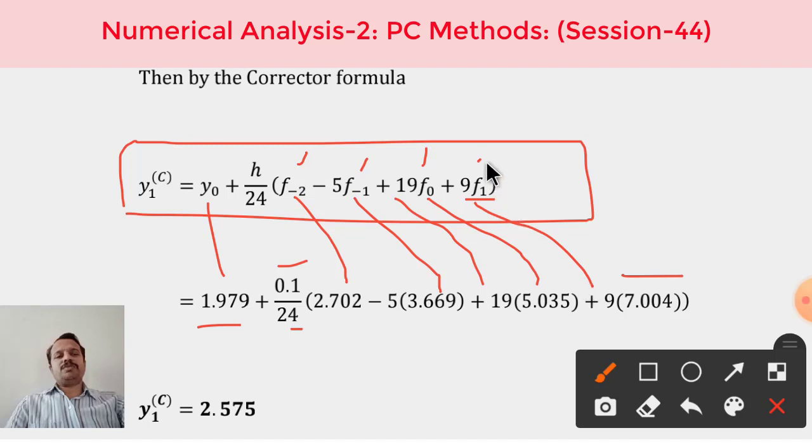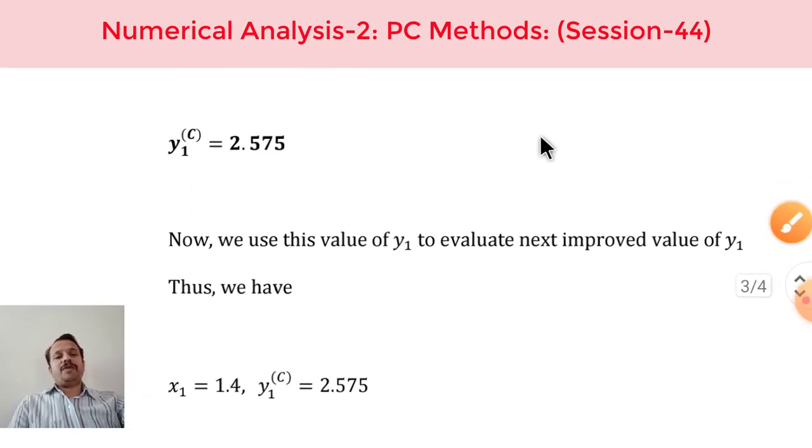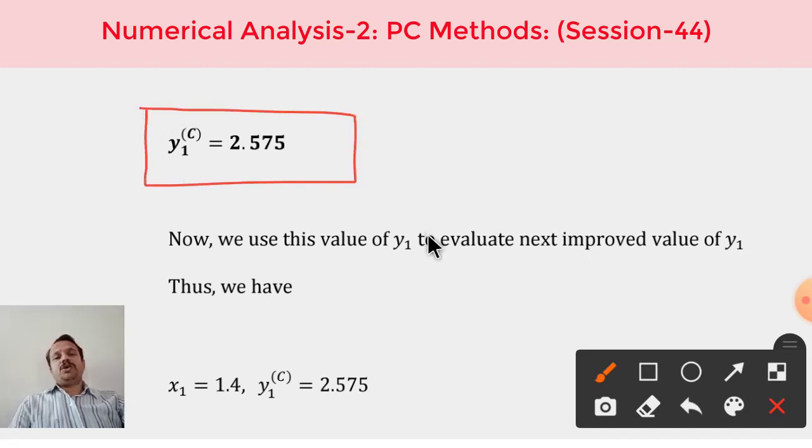Now the thing comes, that is f1. f1 is the value which is substituted from the previous calculation, the calculation which used the predicted value of y, that is y1p. So that is the new thing, and if we substitute that over here and simplify the entire right hand side, we come to know that the value of y1c is 2.575. 2.575 is the answer for y1c.